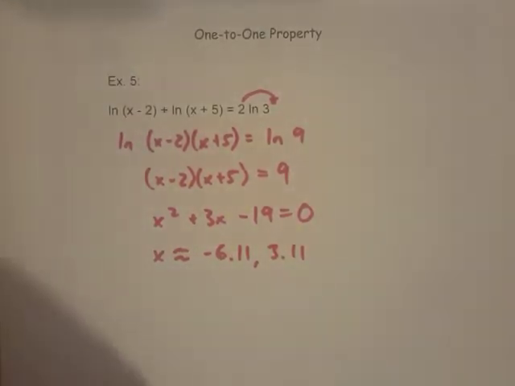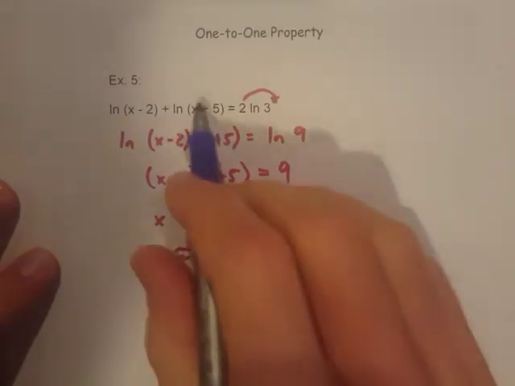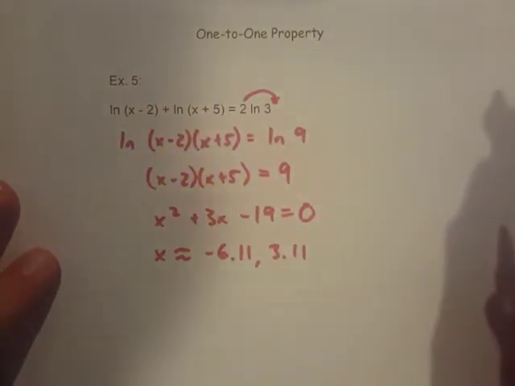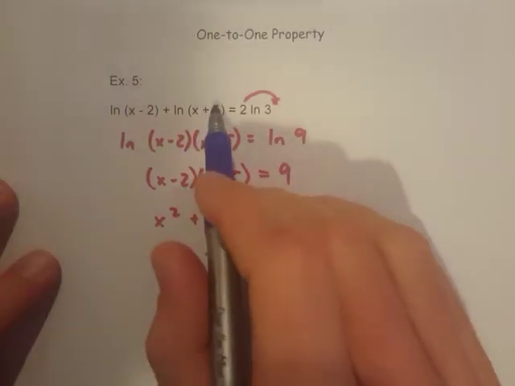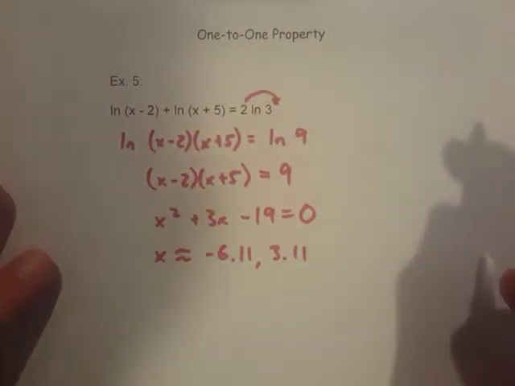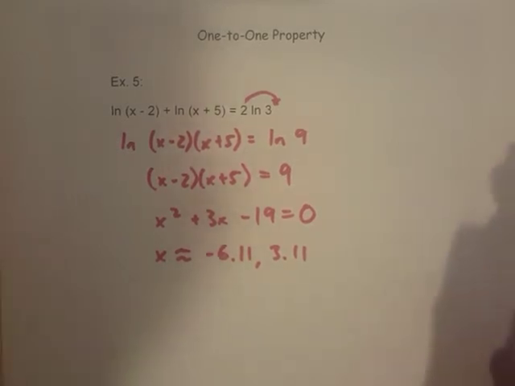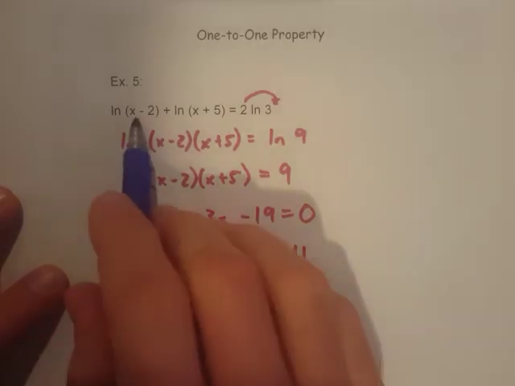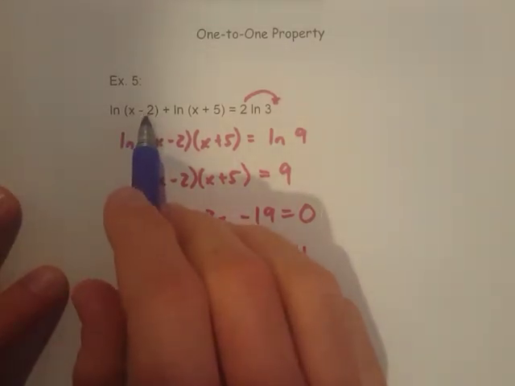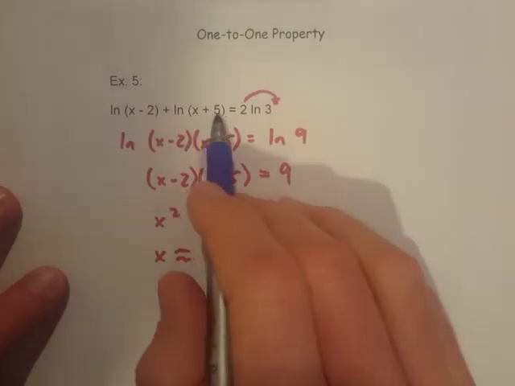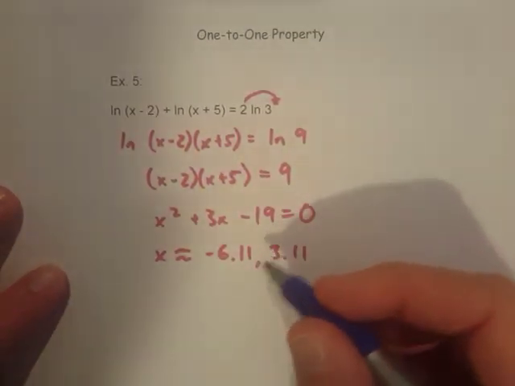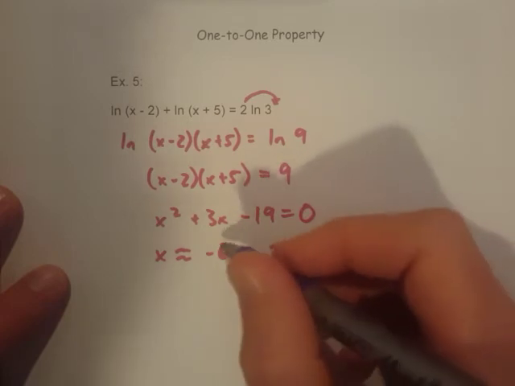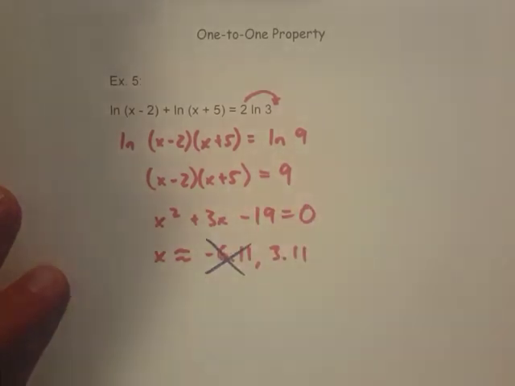Now here's where we have to be really careful and error check this, to see if either of these are extraneous. We've got to plug them into the expressions that we have up here. The main thing that we're looking for is, do either of these become negative or 0? If they do, then we have a problem. So for negative 6.11, if we do negative 6.11 minus 2, that's going to make that negative, and it's also going to make this one negative. This isn't going to work. This negative 6.11 will create an undefined situation for logs, so that one is gone.